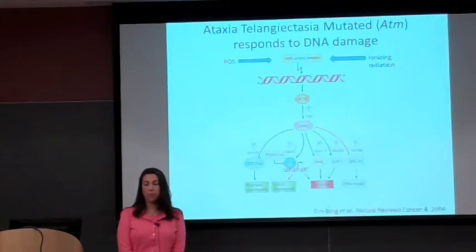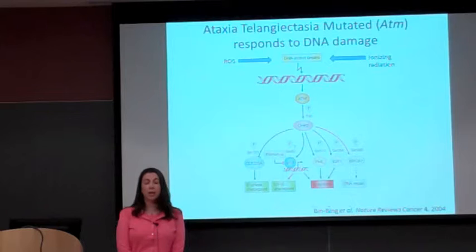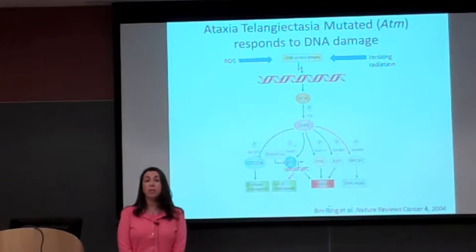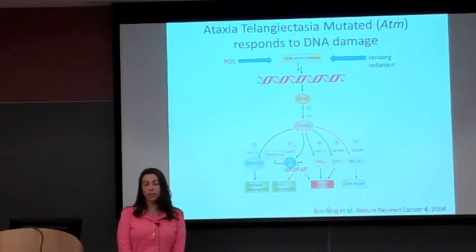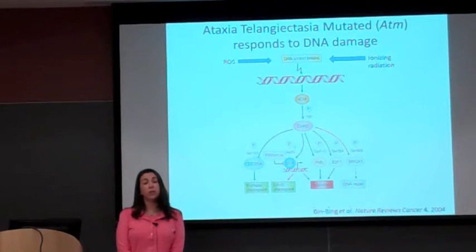Eukaryotic cells protect genomic integrity in part through checkpoint mechanisms, including a major pathway centered around the protein kinase ATM, or ataxia-telangiectasia mutated. ATM is recruited and activated by DNA double-stranded breaks. It then phosphorylates downstream substrates such as CHEK2 and P53 and ultimately leads to cell cycle checkpoint arrest, apoptosis, or DNA repair. ATM is a very important factor in protecting the genome against DNA double-stranded breaks.